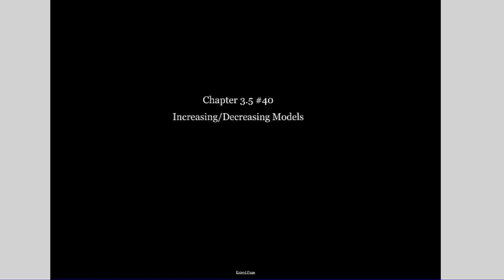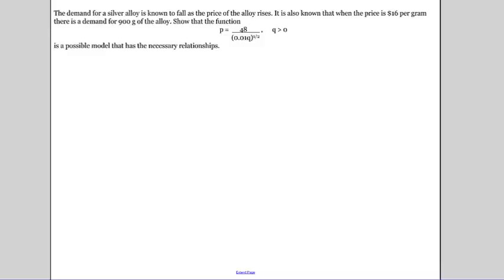In this tutorial, we will look at increasing and decreasing models. The demand for silver alloy is known to fall as the price of the alloy rises. It is also known that when the price is $16 per gram, there is a demand for 900 grams of the alloy. Show that the function P equals 48 all divided by (0.01 Q) all to the half, where Q is greater than 0, is a possible model that has the necessary relationships.